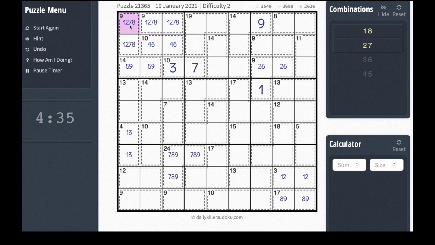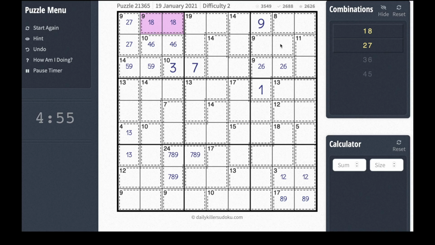Okay, now let's look down here. Remember, we put a 1, 3 in here. This means the 1 and the 3 have to appear in this column in this cage and nowhere else. So this cannot be 1, 8. That has to be the 2, 7. Take the 2, 7 out of here, that has to be the 1, 8.